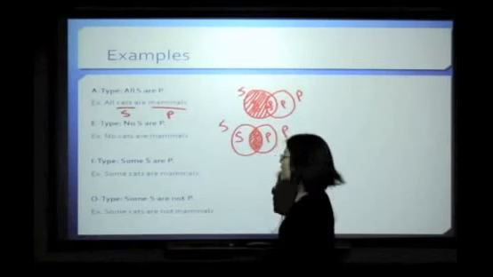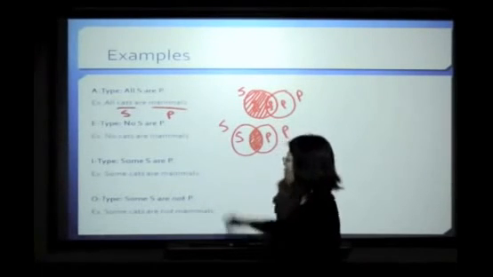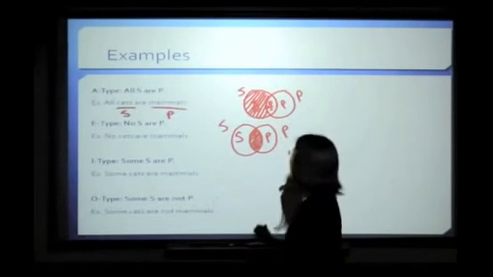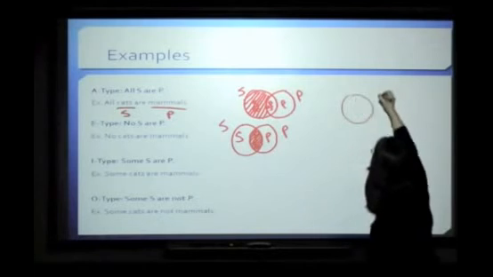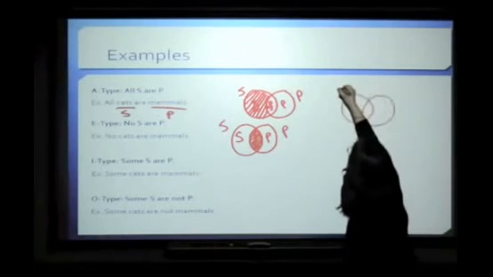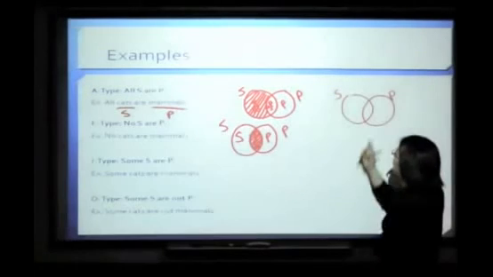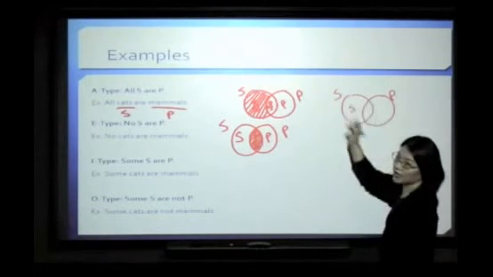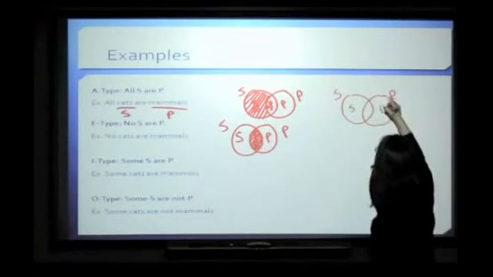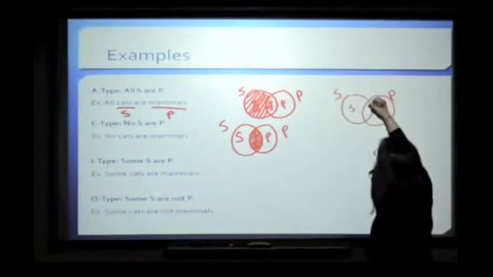So here we have the I-type statement, some cats are mammals. And in order to do a Venn diagram of this, we are again going to create two interlocking circles, one representing the subject term and the other representing the predicate term. And I'm going to go ahead and label the areas inside these circles. So this is the area with just S's. This is the area with just P's. And in the middle, we have areas that are S's and P's.